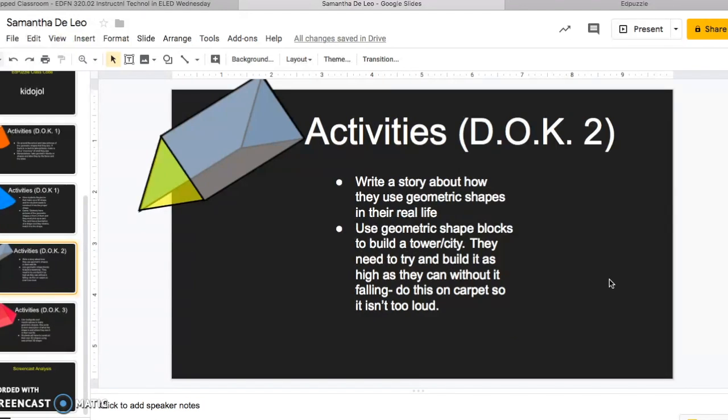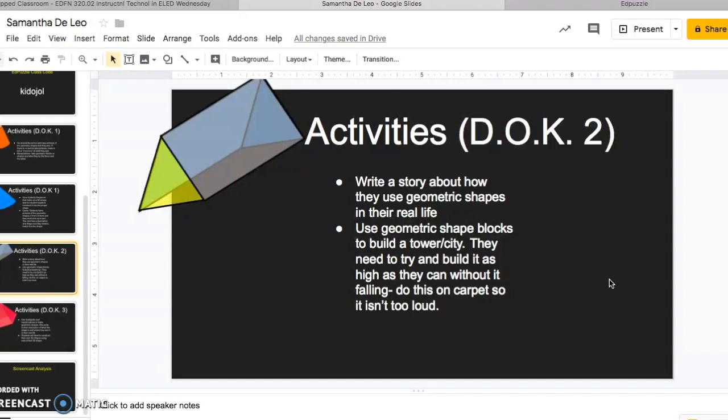The next would be a DOK 2. My first activity for this one would be for the students to connect these shapes to their real life and write a story about how they use different geometric shapes in their real life. Like for cylinders, maybe they have a lot of cans, soup cans at home, or soda cans, something like that, just to make it relate to their real life.